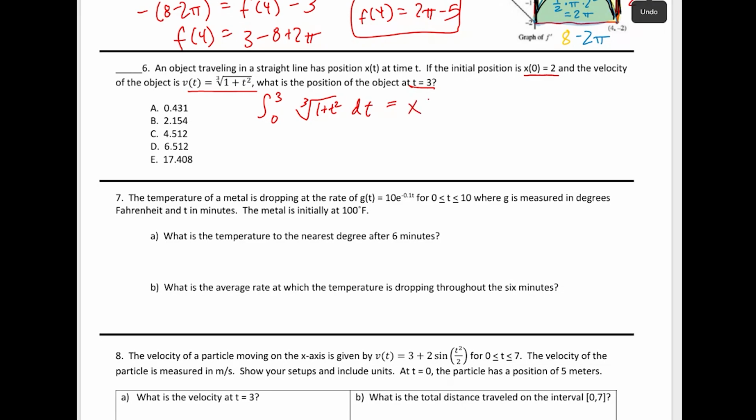So that'll be x of 3 minus x of 0. So this piece I'll need to throw in the calculator. X of 0 is given. We just need x of 3.